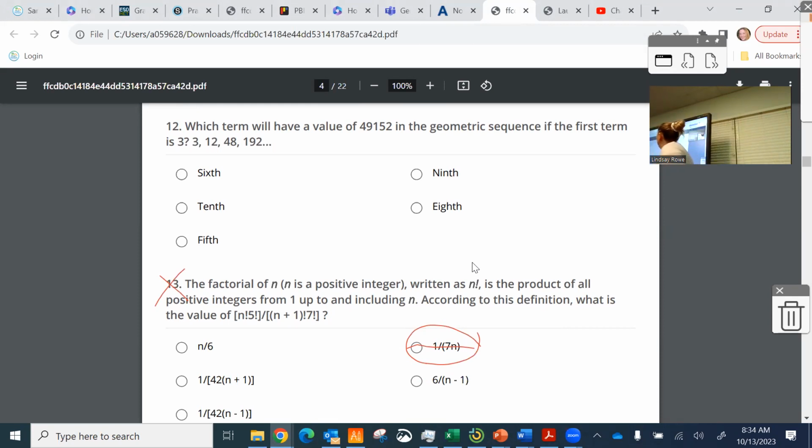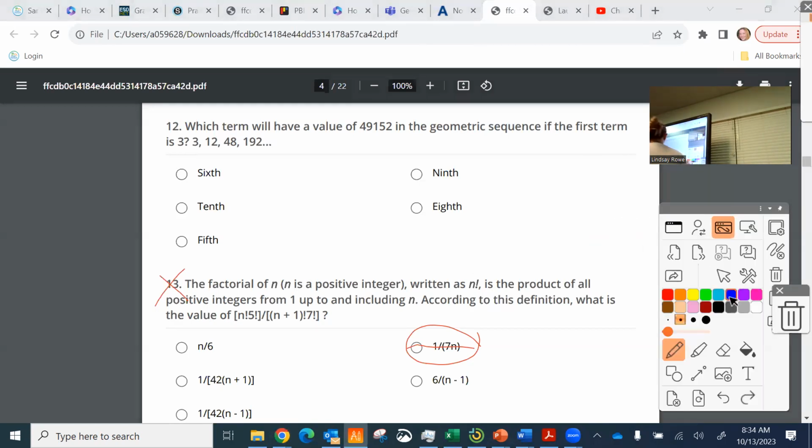Which term will have a value of 49,152 in the geometric sequence if the first term is 3? Okay, you don't have to know about how to find sequences here, kiddos. There's a formula for this. I'm going to be honest with you. I don't even have the formula memorized. I don't need to memorize the formula. I can see what the pattern is here.